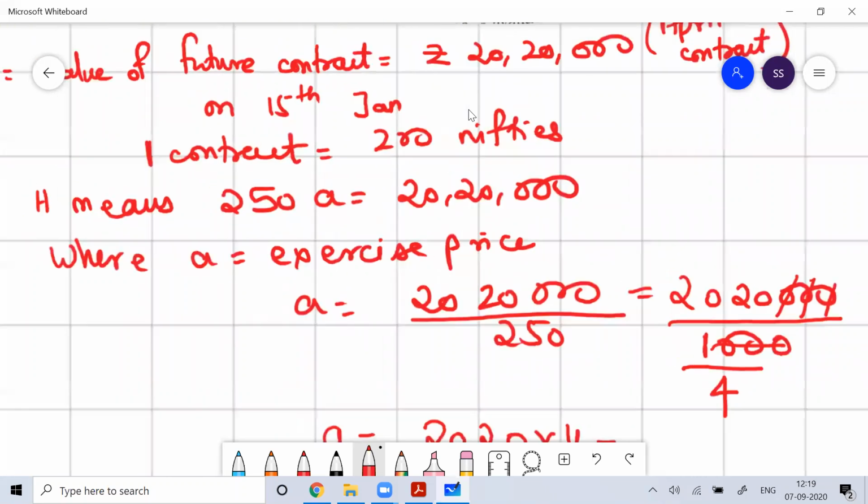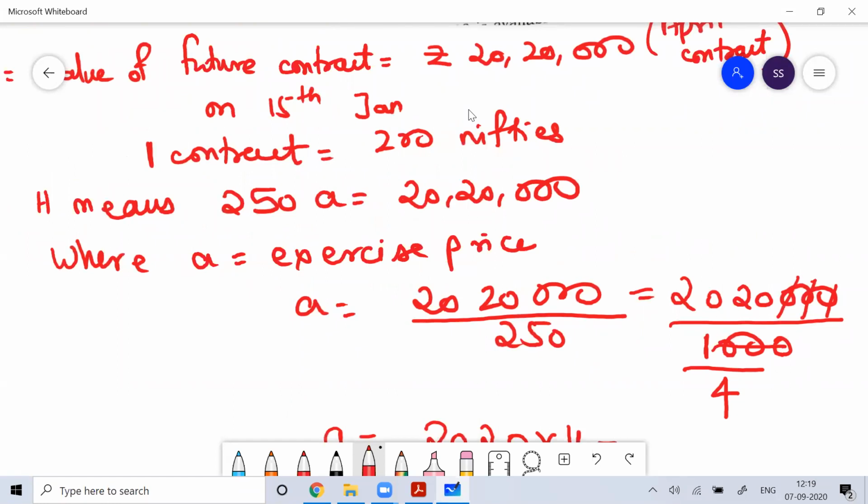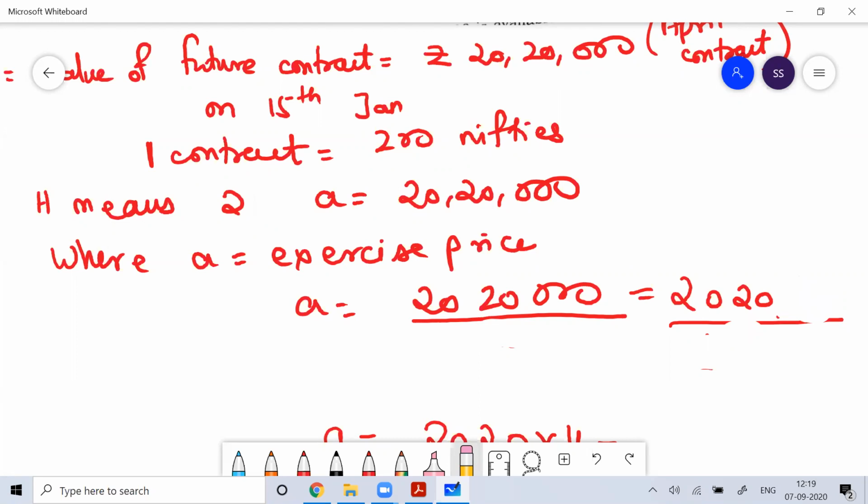Achha, 200. Sorry, not 250. It is 200. This is 200, not 250. This is 2030, then 200. I can cancel the zeros.